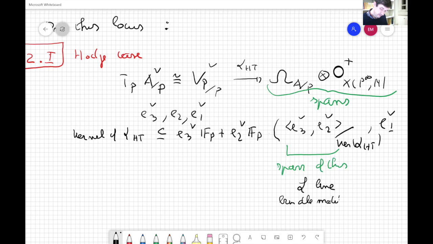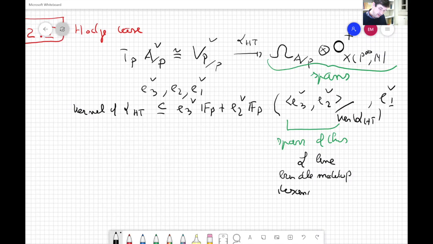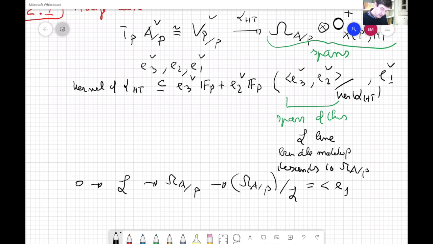So I have a line bundle that in fact descends to omega A modulo P. And we have on this locus that I'm considering, maybe up to some small finite étale cover, this line bundle. I have this omega A modulo P, and I have the quotient, which is actually spanned by some specific element, which is the image of this A1 dual.